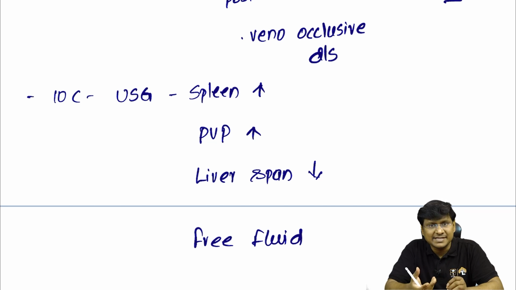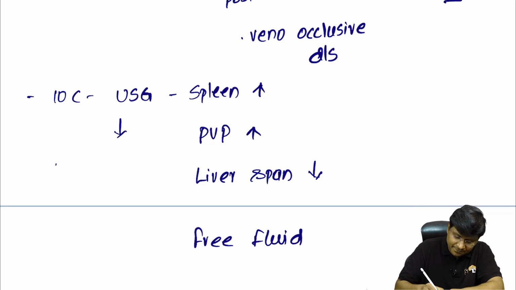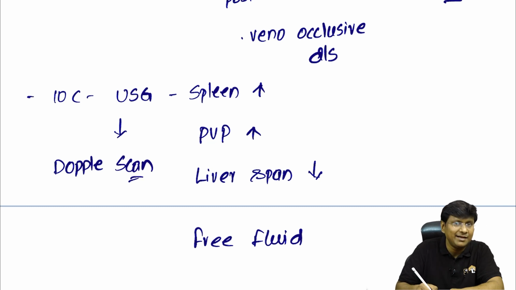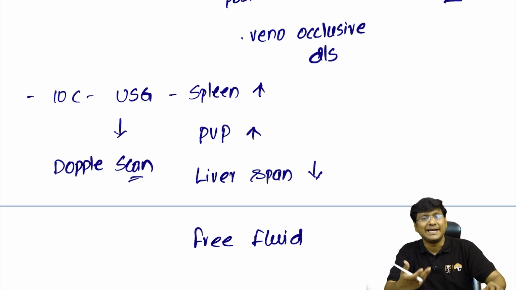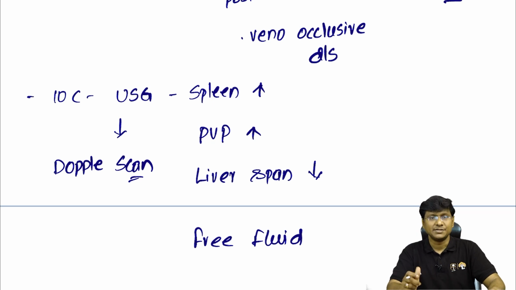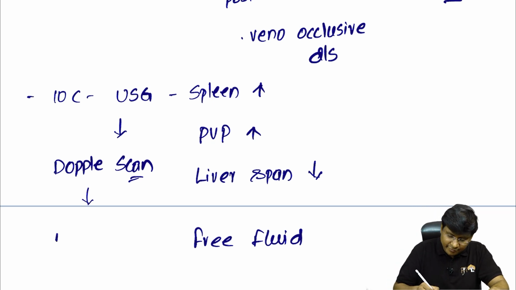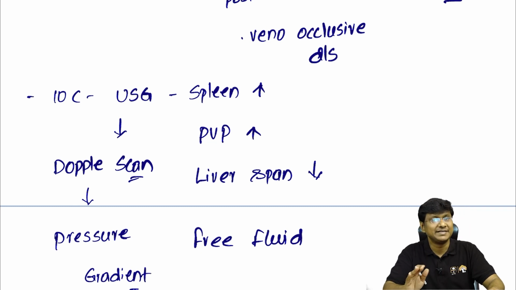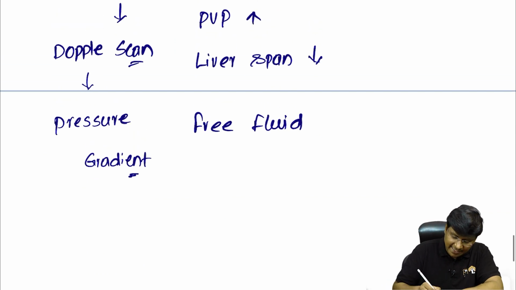And the Doppler scan is the investigation of choice for diagnosis of the portal hypertension. So in the USG, we have the Doppler scan. This Doppler scan is the one which will measure the pressure gradient, right? That is the investigation of choice, right? Then followed by that, coming to the treatment.